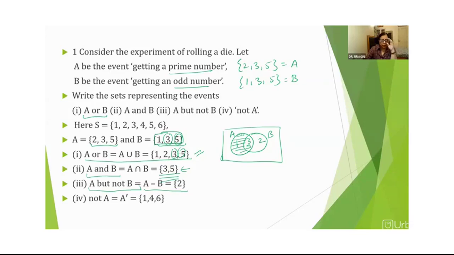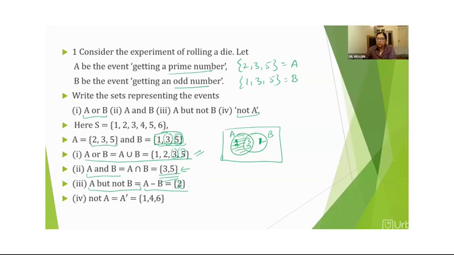Right? Now B but not A. Sorry, A is 2, 3, 5 and B is 1, 3, 5. So it is 2. Right. This is 2.